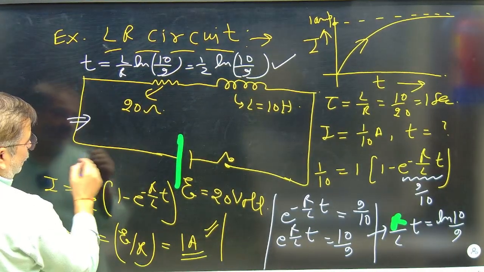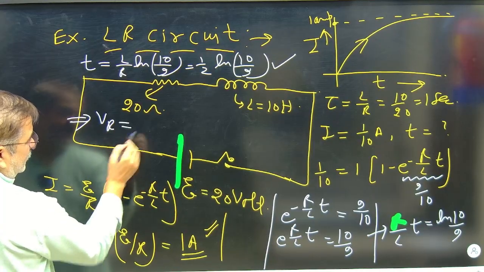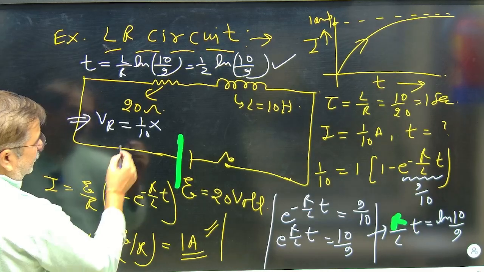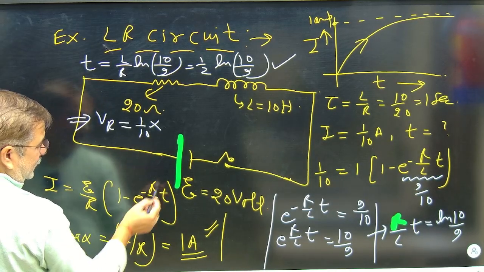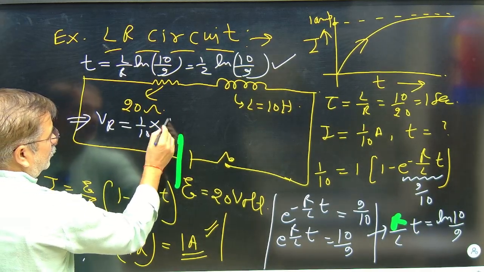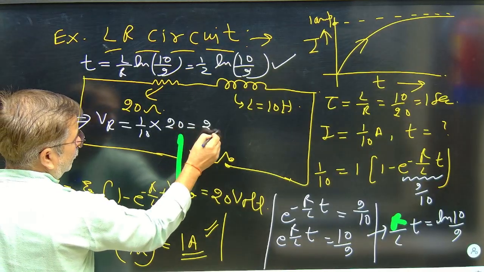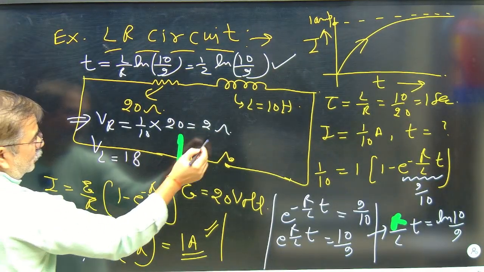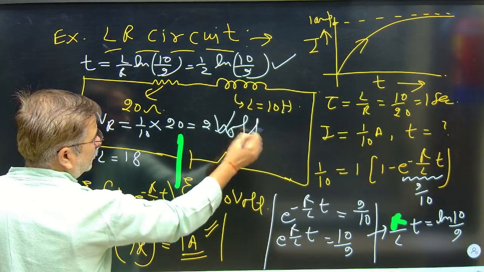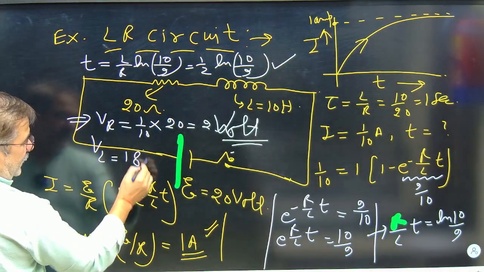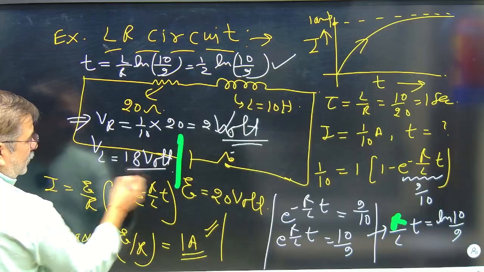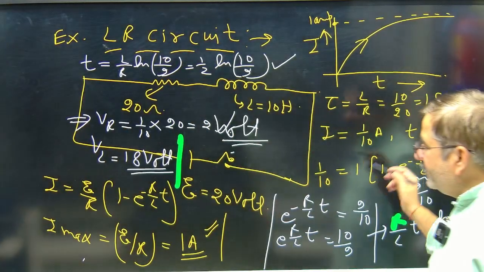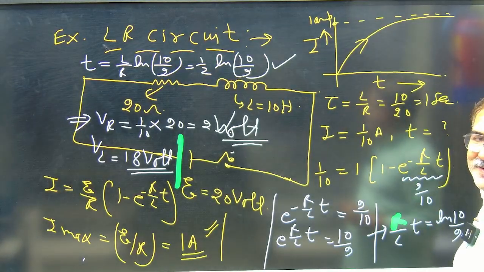Further, what you can do is the voltage across the resistor, that is 1/10 into the resistance, which was 20, into 20. So it is 2 ohm. Then what will the voltage across the inductor be? It is 2 volt, not ohm, it is volt. So the voltage across the inductor will be 18 volt. So what did we get for the voltage across the inductor? 18 volt.